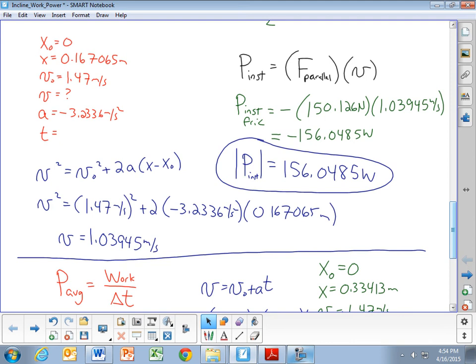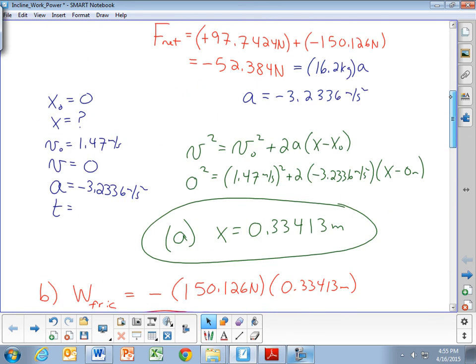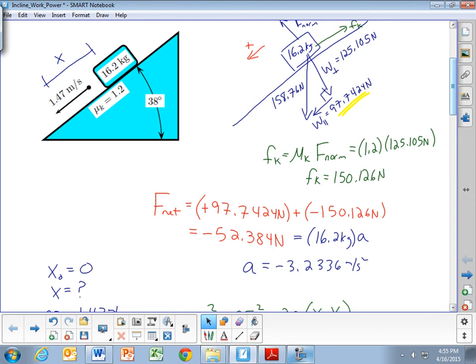This only asked about the power generated by friction. We could have looked at the average power or the instantaneous power for the force of gravity. Again, the instantaneous power when it was halfway down would have been that parallel component of the force of gravity times the velocity halfway down, the 1.03945 meters per second. In that case, the instantaneous power generated by the force of gravity would have been positive. Again, for that, we would only take the component of the force of gravity parallel to the motion, that parallel component that we had, the 97.7424 newtons.